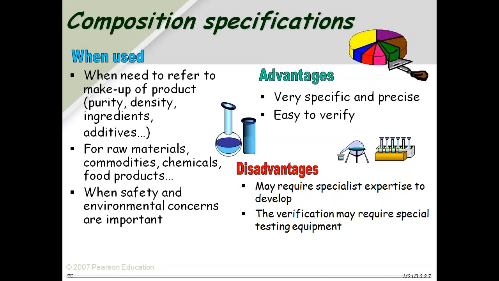So there are compositions. Even when we are buying some item, we say, okay, the salt component should not exceed this much, so you spell it out. When you're getting drugs made, in the drug also you have a composition. That's what we call generic drugs. The advantage is that it is very specific and precise, and easy to verify because you can check the composition. But the disadvantage is that it requires specialist expertise to develop, and the verification may require testing.